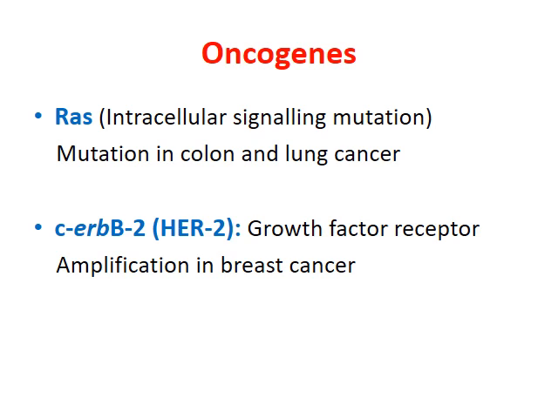Another type of oncogene is the RAS oncogene, which is important in the intracellular signaling pathway. It has been found to be mutated in colonic and lung cancer. Another oncogene is HER2, which is a growth factor receptor and is found to be amplified or overexpressed in breast cancer.